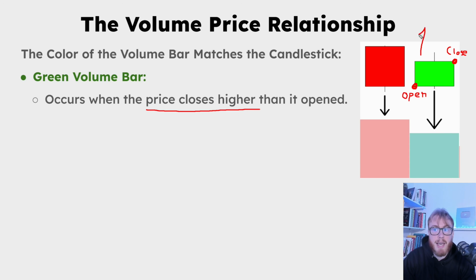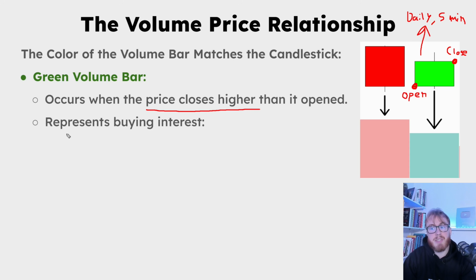And these candles can be different time frames. They could be, for example, daily candles. In that case, every candlestick represents one day, but they could also maybe be 5-minute candles. In that case, every candlestick represents 5 minutes. But the important part here is that the candle will be green if the close price is higher than the open price. And when we see a green volume bar, this represents buying interest.